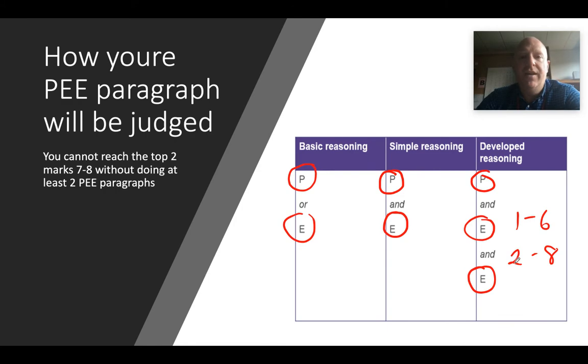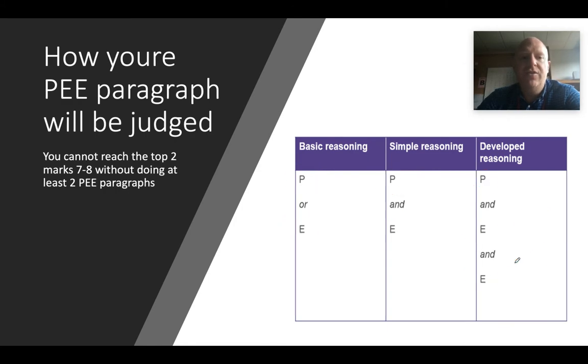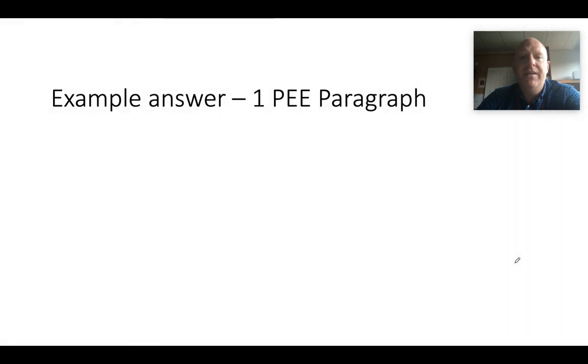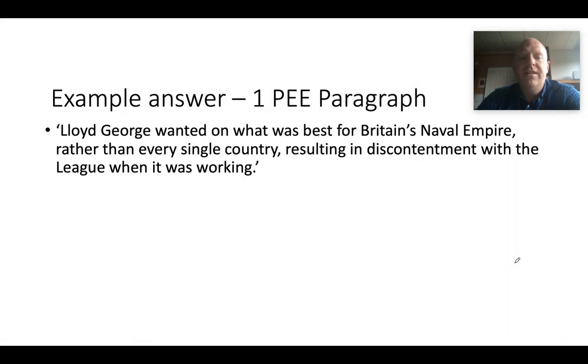Now, let me give you an example here using the question we've been looking at. Remember, your question may not be this. So here's an answer. Remember, the question was, how did the aims of the peacemakers lead to disagreements? Lloyd George wanted what was best for Britain's naval empire, rather than every single country, resulting in discontentment with the League when it was working.